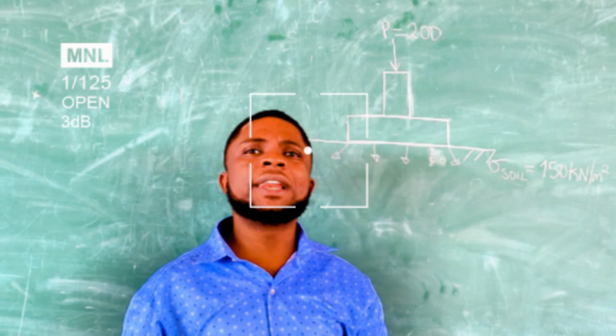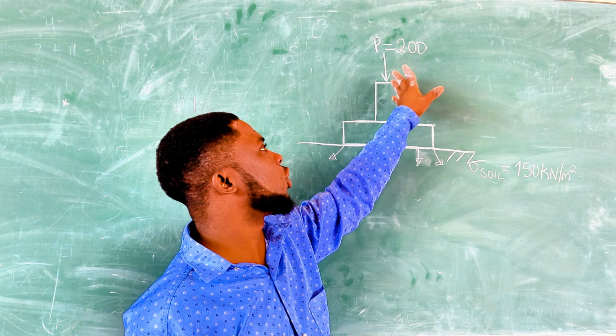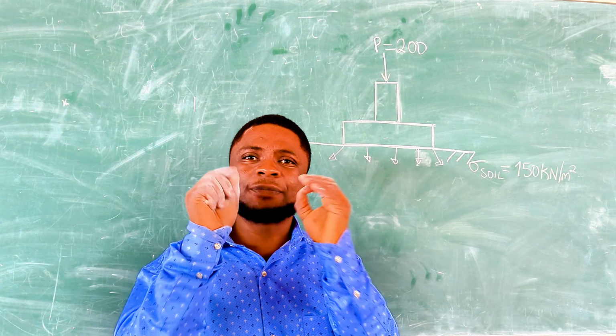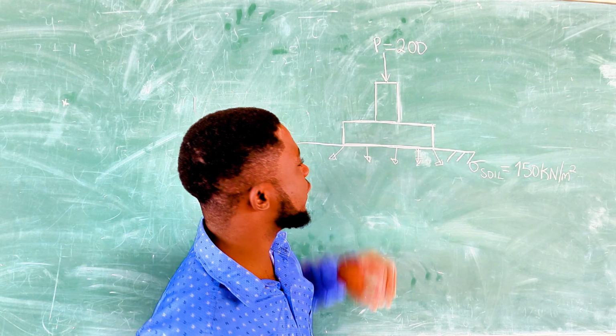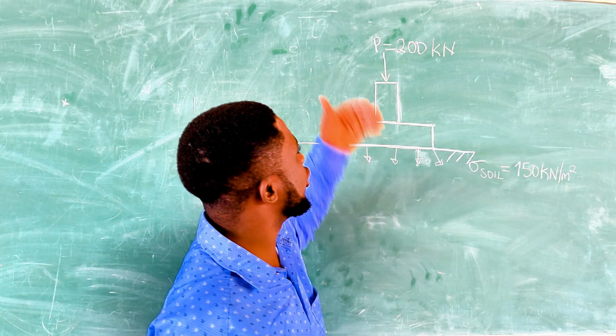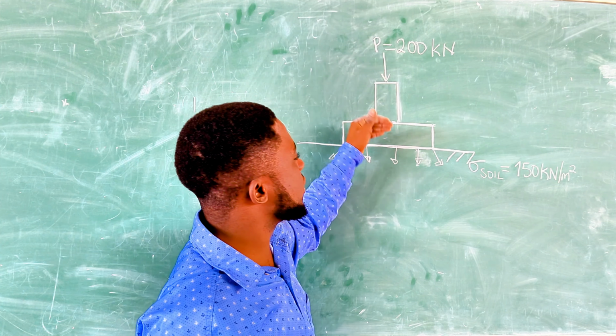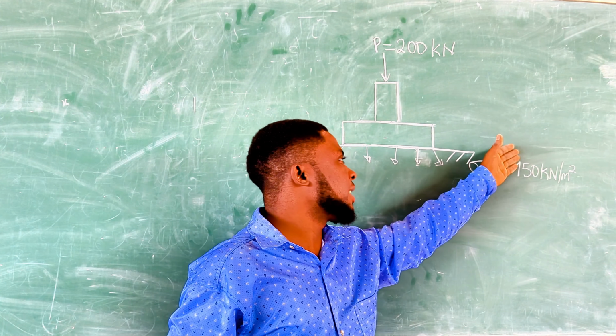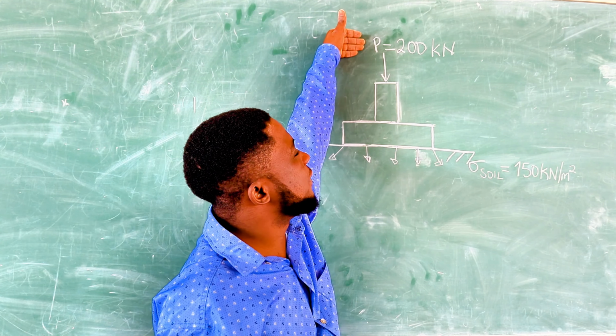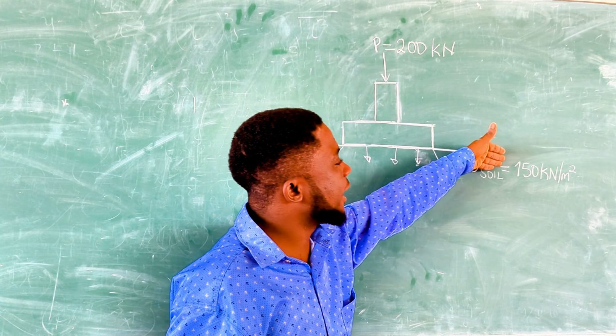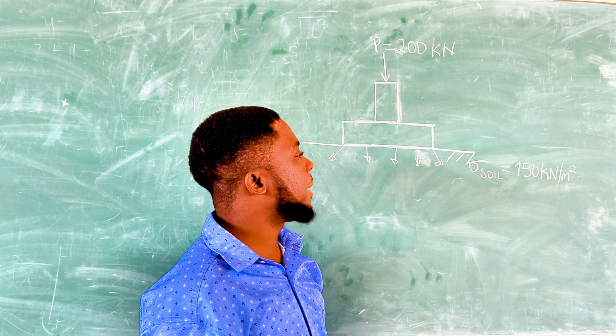In the last video, we learned how loads are transferred from a structure down to the foundation. But in this video, we are going to calculate the area of the foundation. To do that, we need the overall loads coming from the building down to the foundation, and we need the bearing capacity of the soil. So the force has been given as 200 kilonewton, the bearing capacity as 150 kilonewton per meter square.